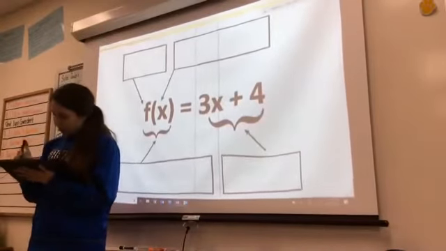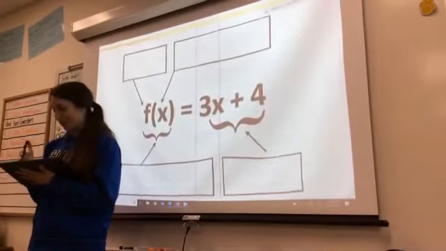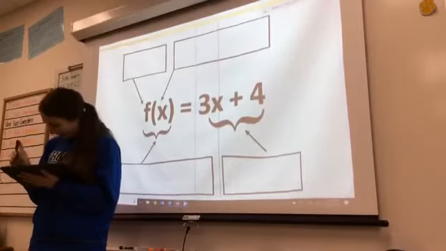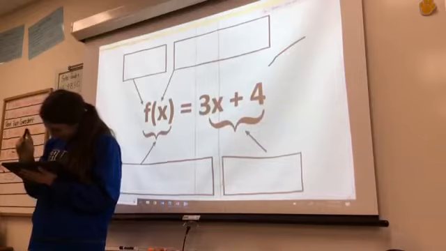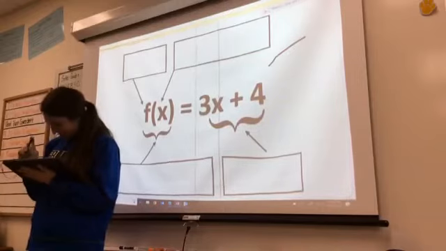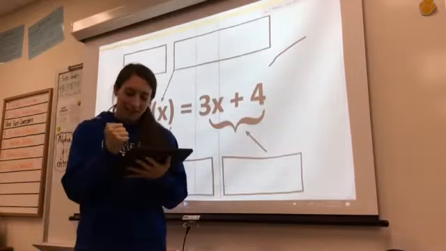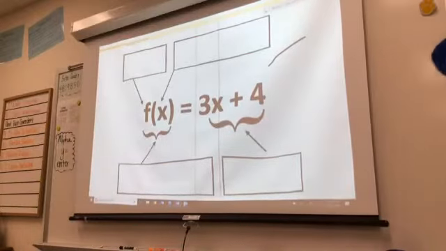You see where the fancy mustache? Now my pen's not working. Okay, so where that little fancy mustache is, and then the arrow, does everybody see that in the bottom right-hand corner? Yes. In that box, I want you to write expression.